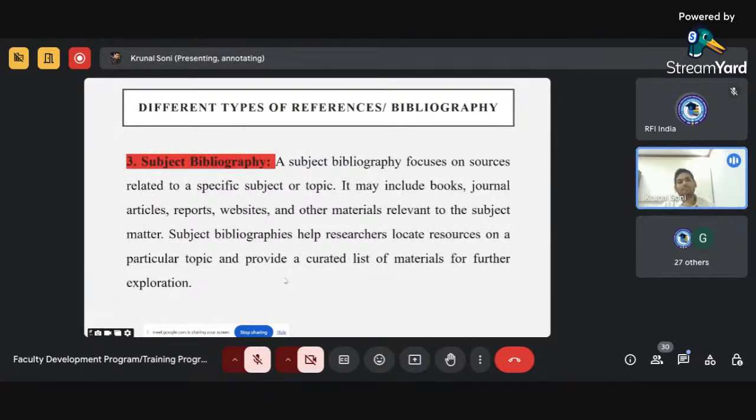Subject. So subject bibliography helps researchers to locate resources. Instead of making random bibliography, you are trying to differentiate the bibliography based on the variables that you have taken, right? So let's say if online banking is there, user friendliness is one of the variables. Whosoever researcher has done the research on user friendliness, I'll keep those references. Then timely completion or speedy transactions.